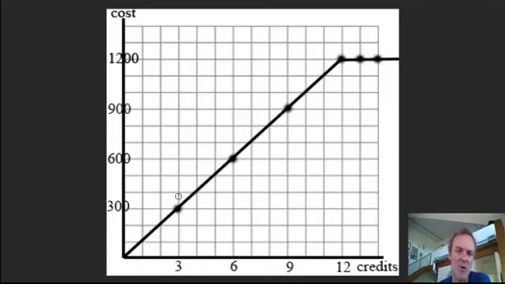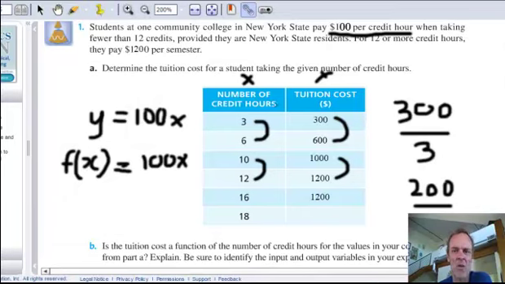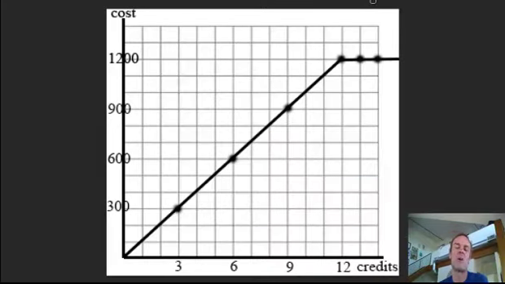Now let's have a look at the graph, because not everywhere is linear. I'm talking about this part here. From 0 to 12, that is a nice straight line, goes beautifully with all the points. That's a linear function, just that bit there. The rest of it is just like the extra little piece. If I have to graph that, that's this here. It's not going to change. That's going to be 1,200 as well. We're not going to charge you any more than $1,200, no matter how many credits beyond 12. That's why it's a flat line.